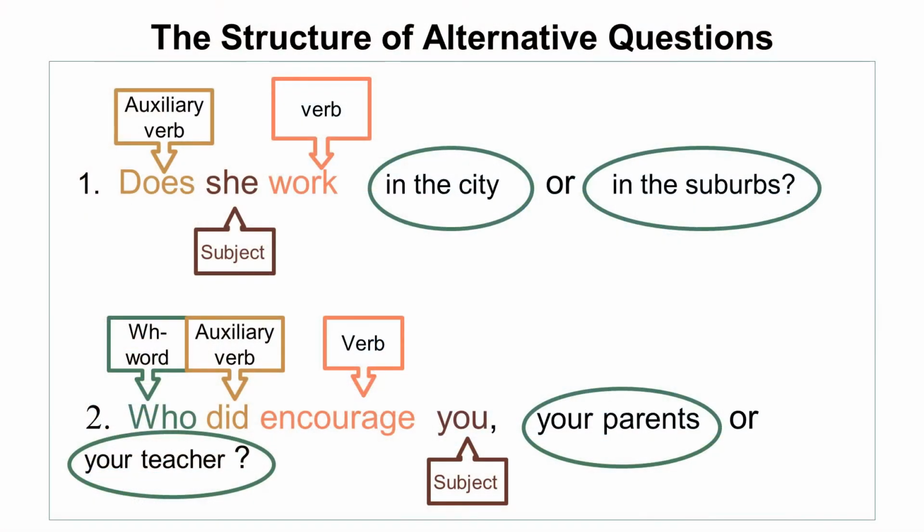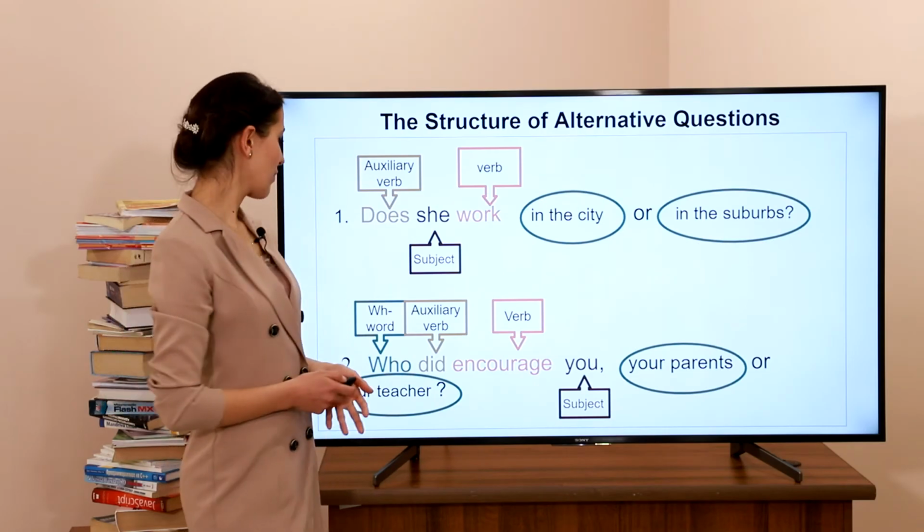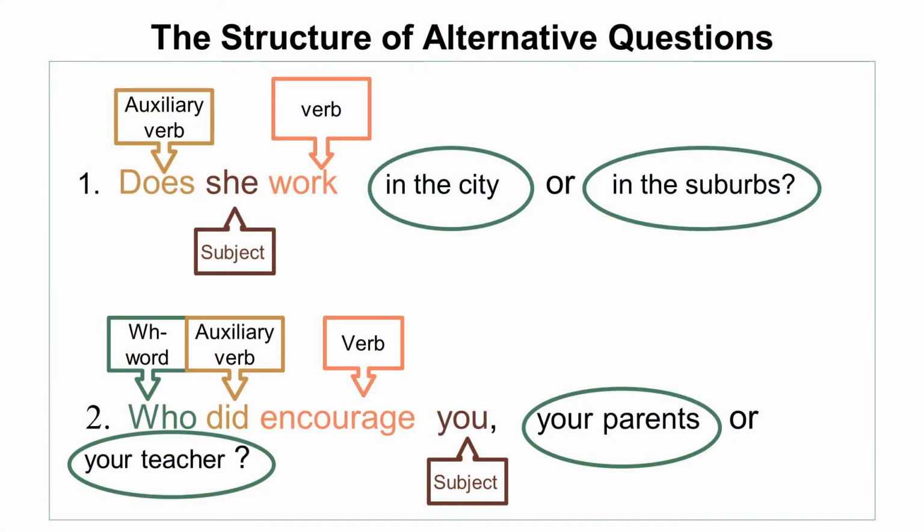Does she work in the city or in the suburbs? Does stands first in the sentence, as far as it is the auxiliary verb. Then comes the subject, the verb, and so on. One more example. Who did encourage you? Your parents or your teacher? This is another example of an alternative question.